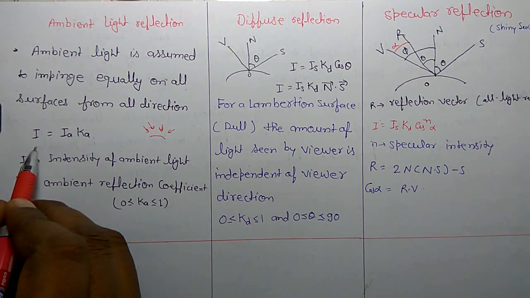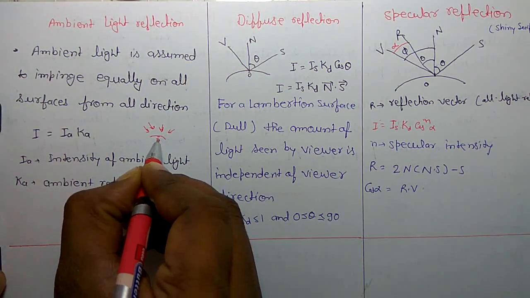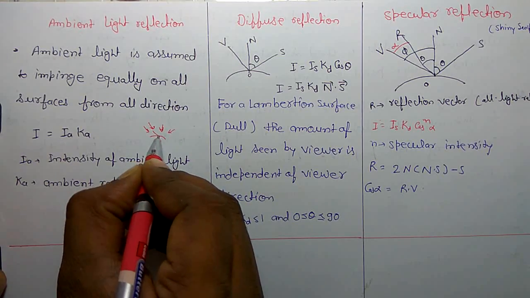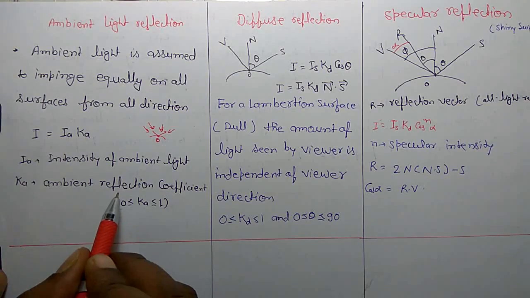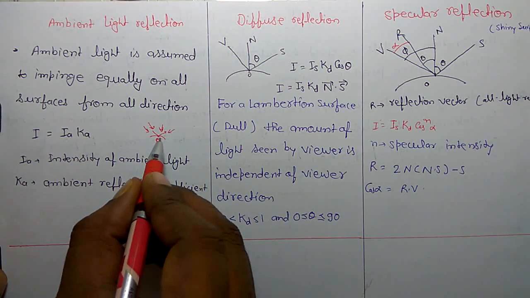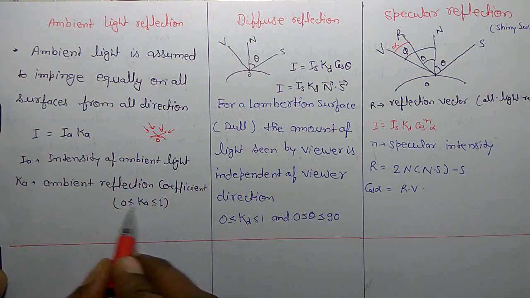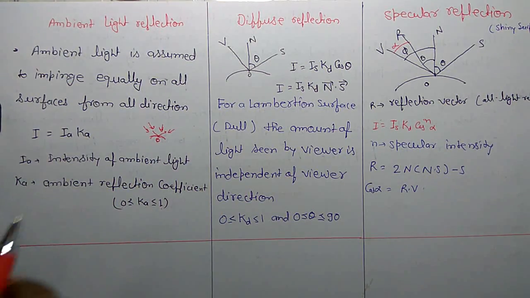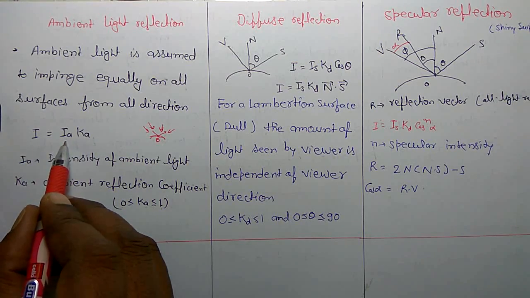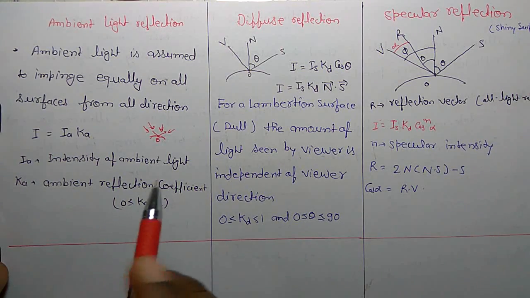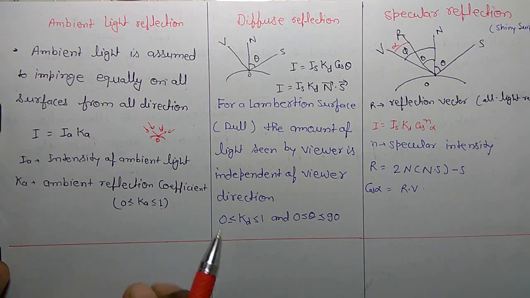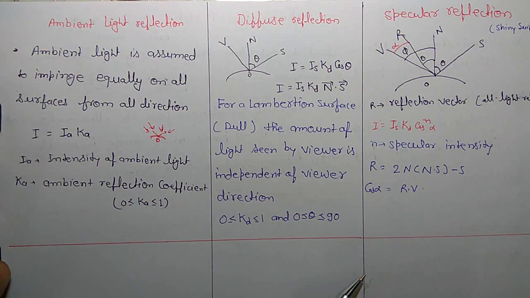So the intensity at a particular place O, the pixel intensity, would be I_a k_a, where k_a is the ambient reflection coefficient that depends on the material of the object, and that lies between 0 and 1. And I_a is the intensity of the ambient light. The ambient light is assumed to be present equally on all surfaces from all directions.